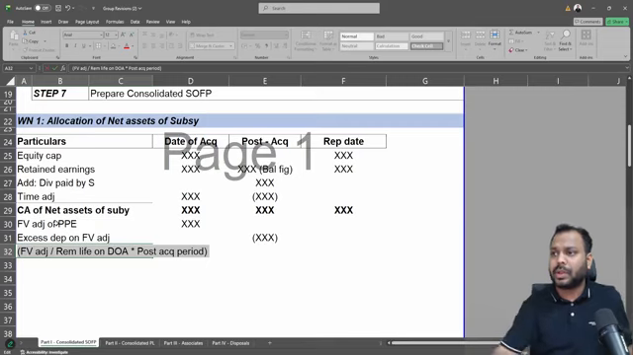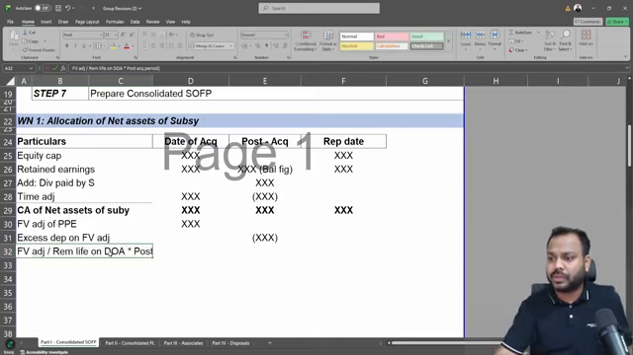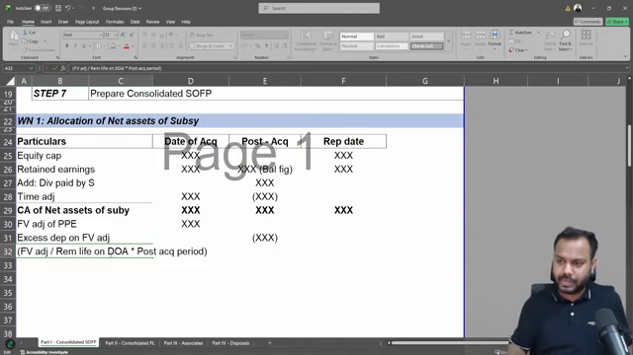Okay. Now we can increase the font size, decrease the font size here.